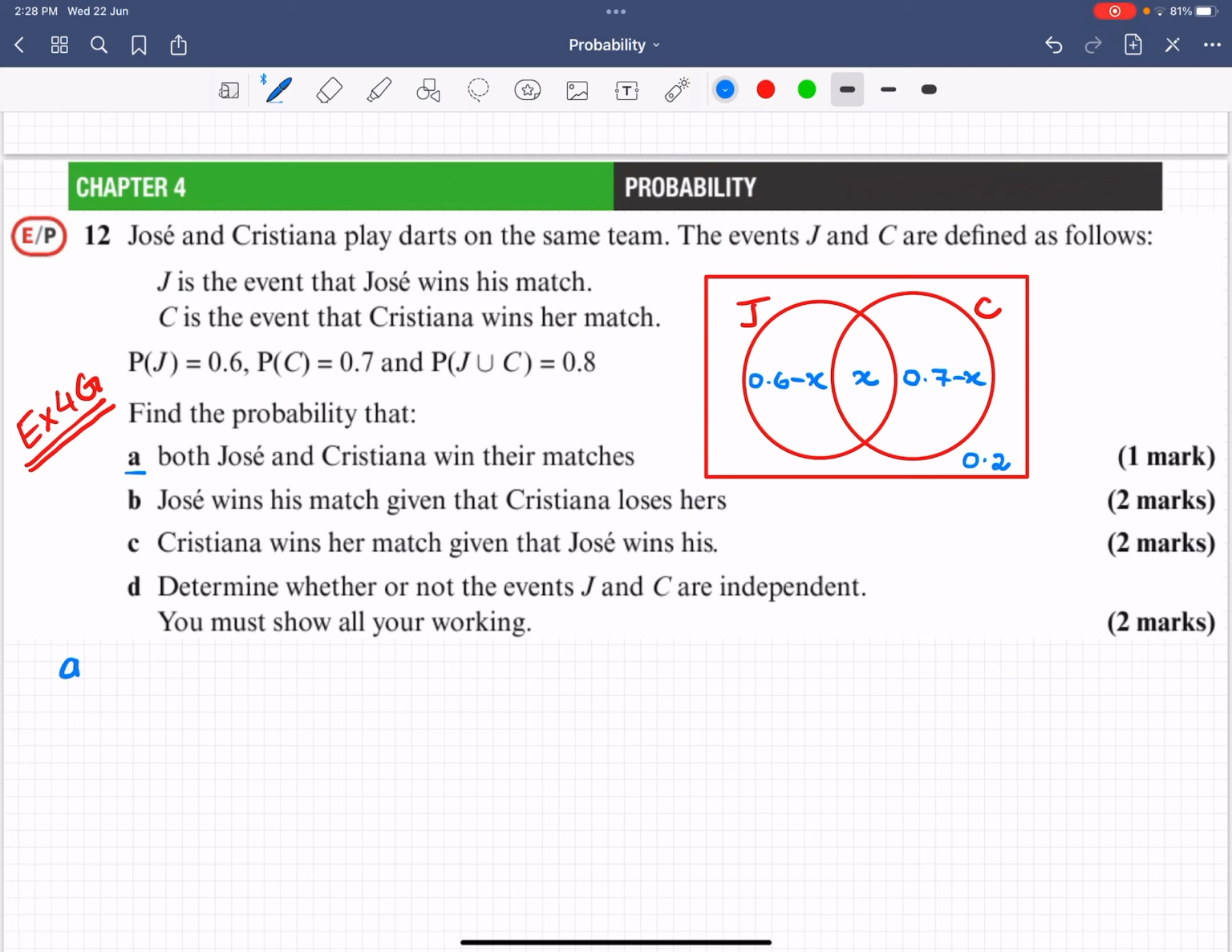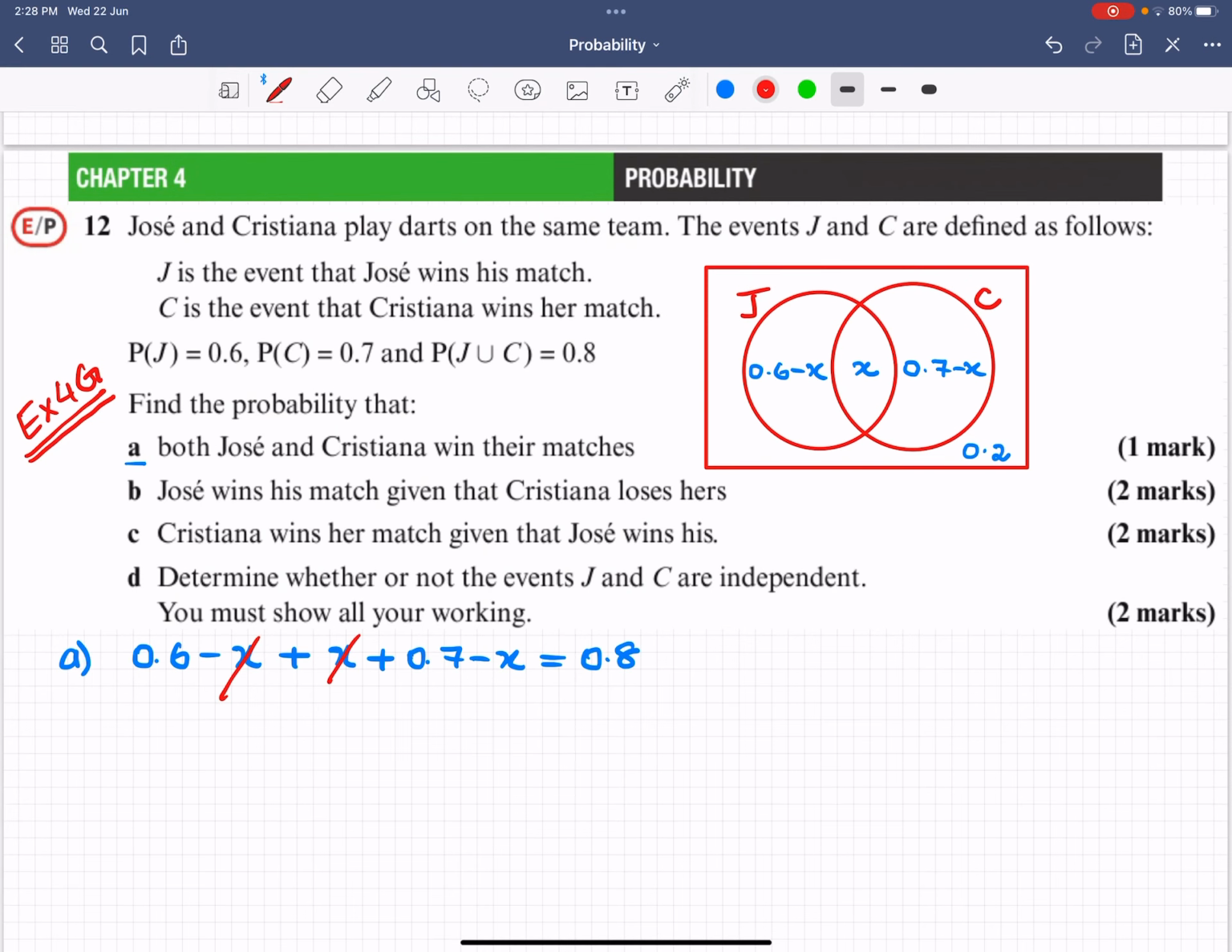Therefore, for part A, we have 0.6 minus X plus 0.7 minus X, and that equals 0.8. We can cancel out minus X and plus X, and 0.6 plus 0.7 is 1.3. 1.3 minus X is equal to 0.8. Therefore, X is equal to 1.3 minus 0.8, and X is equal to 0.5. So we have the probability of J intersection C as 0.5.